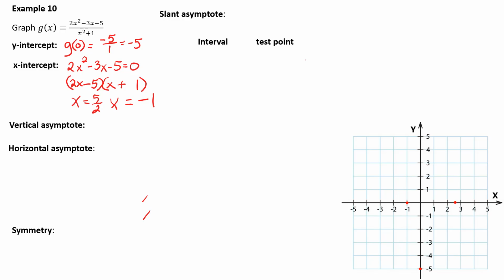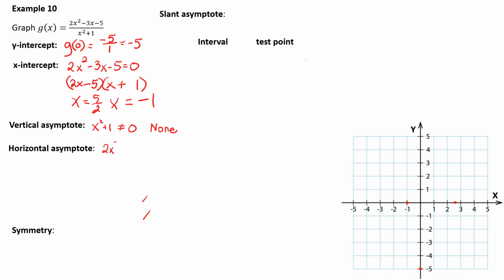Now we're going to look for the vertical asymptote. The vertical asymptote is where the denominator is equal to 0, and this denominator cannot equal 0. The horizontal asymptote: if we look at the numerator and the denominator of this function, they have the same degree. They are both quadratic, and so you just look at the leading terms, 2x squared over x squared. Those are going to dominate the numerator and denominator.